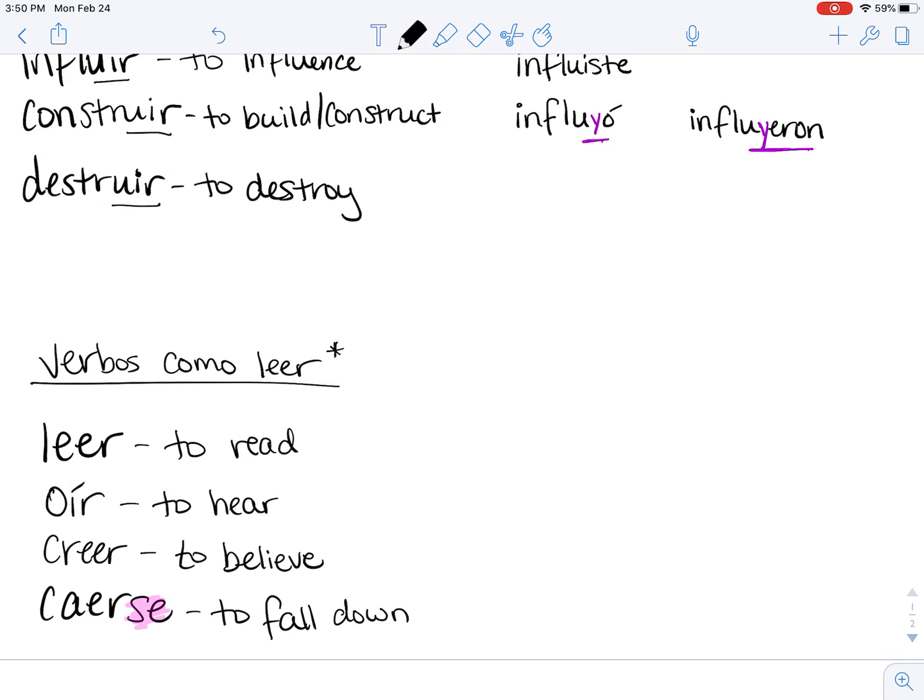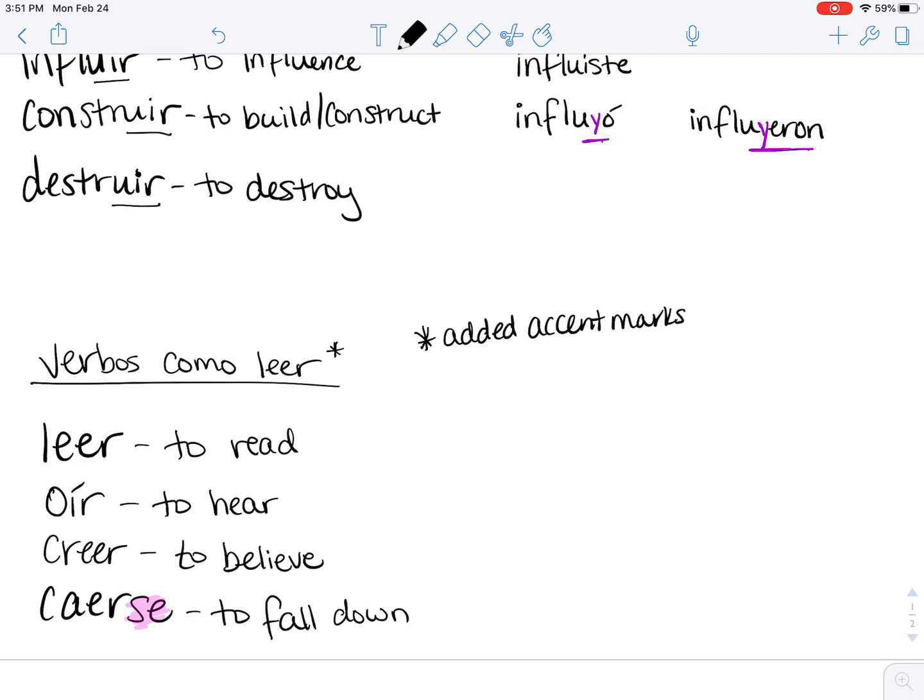You'll notice that up here we have a little asterisk or a star next to leer. The reason I have that is because these verbs are going to have added accent marks to some of the forms. These patterns are going to follow the same for all four of these verbs. There are others out there, but these are four of the most common ones that we're going to see in our Spanish 2 careers together.